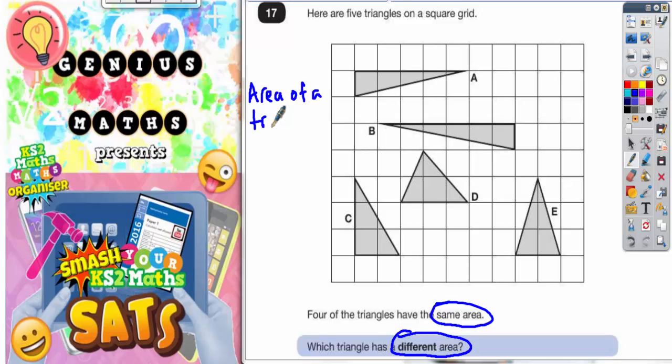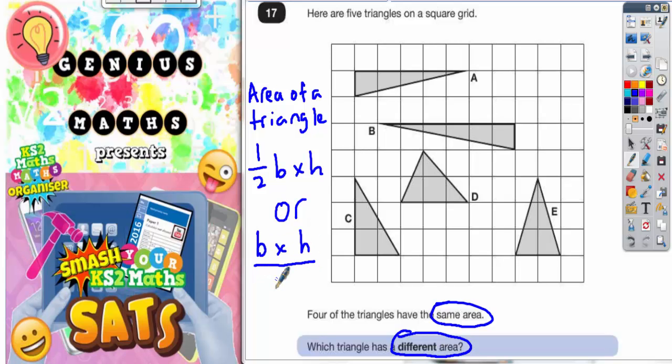You should have learned one of 2 different formulas, which actually mean the same thing. So you may have learned half the base times the height, or you may have learned the base times the height divided by 2. But these 2 formulas actually mean the same thing, because when you're halving at the start of the formula, that's the same as dividing by 2 at the end of the formula. So they mean the same thing.